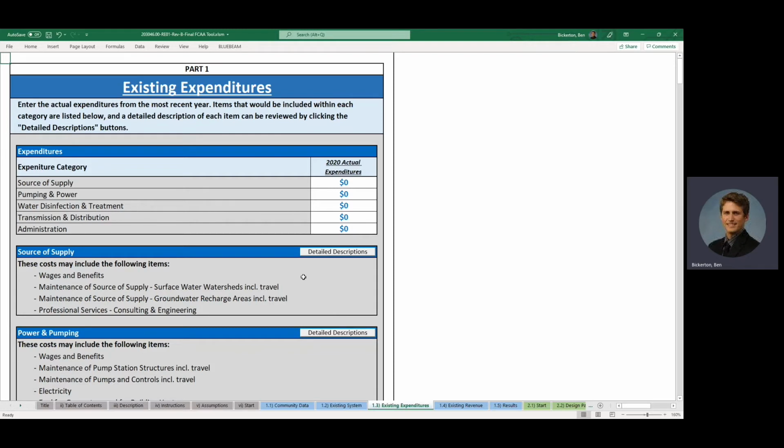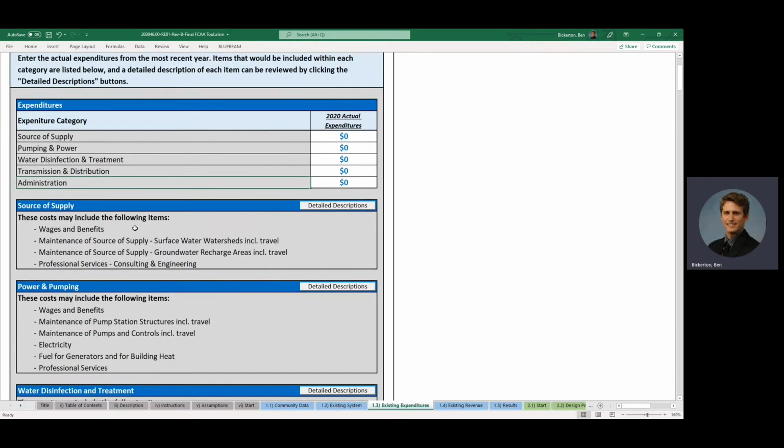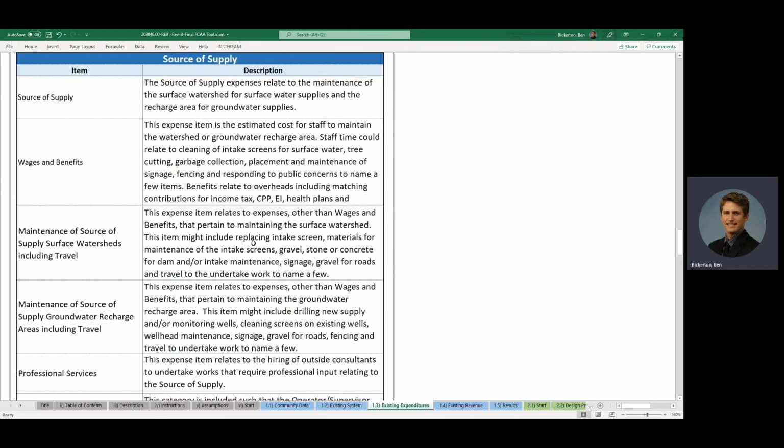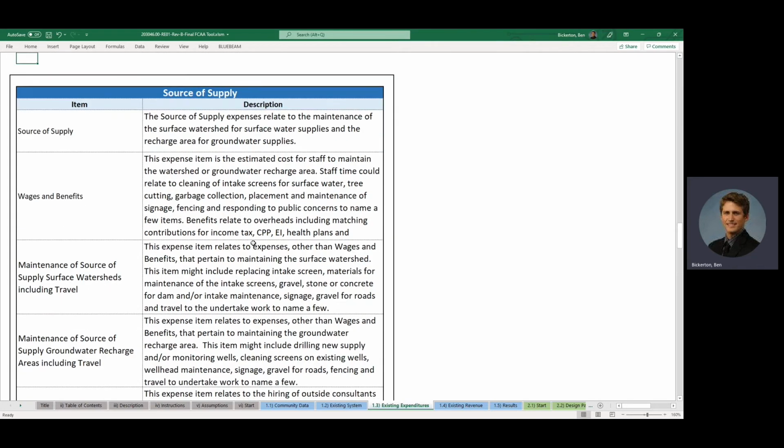The next page asks for descriptions of existing expenditures. So these would be actual expenditures based on the past year. The expenditure categories are broken down into these 5: source of supply related expenditures, pumping and power, disinfection and treatment, transmission and distribution, and administration costs. Further down on this page, there are brief descriptions of costs which might be incurred within each of these categories. And there's also buttons here that lead to detailed descriptions further down on the page for types of expenses that might count under each category.